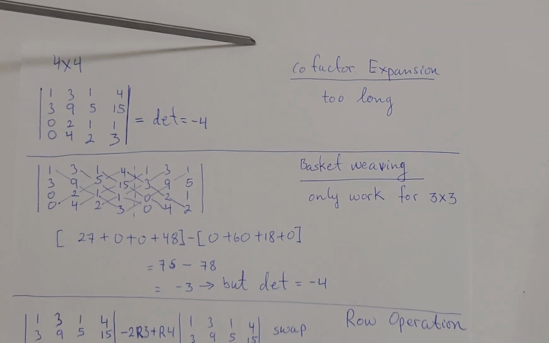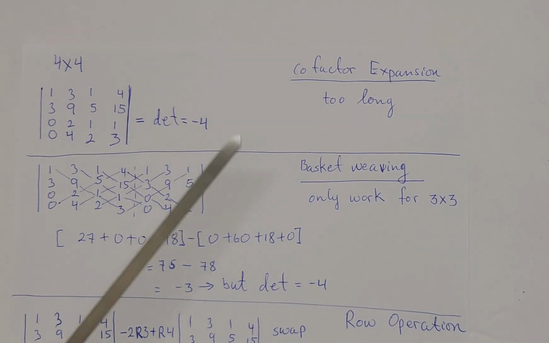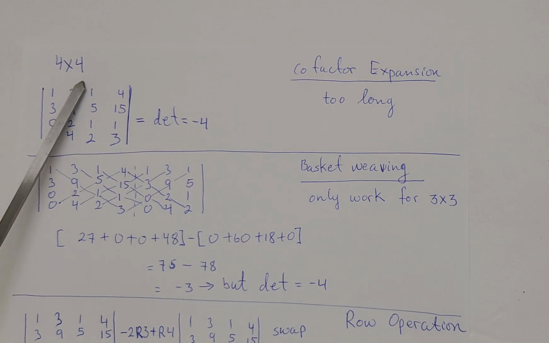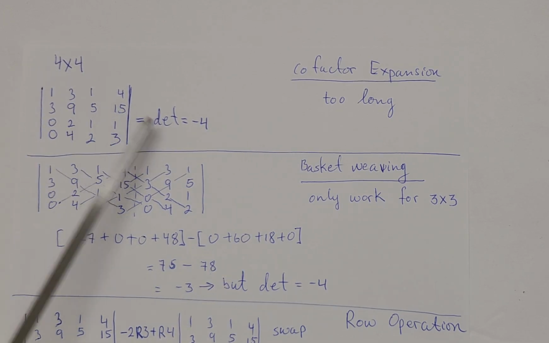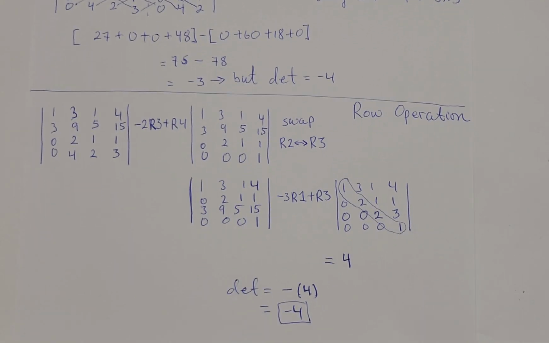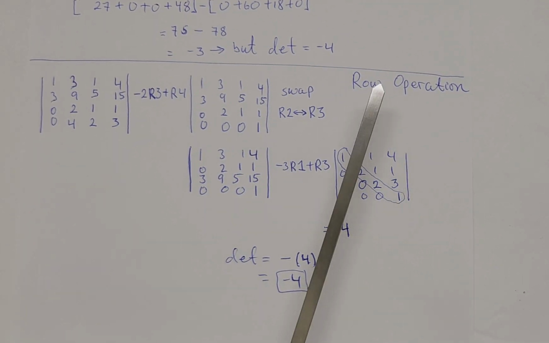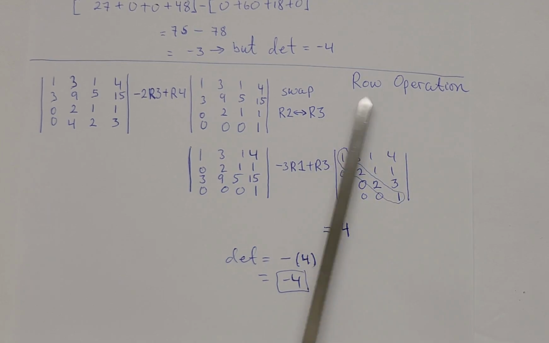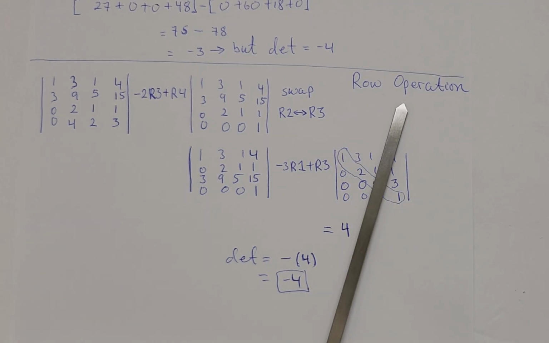I'm going to go back to the beginning. Cofactor expansion takes too long if it's a 4x4, 5x5, 6x6, and so on. So we're going to skip that. Basket weaving only works for 3x3. So the best method will be row operation. Row operation will work for 3x3, 4x4, 5x5, and so on. So row operations will be the best method to find the determinant for 3x3, 4x4, 5x5, 6x6, and so on.